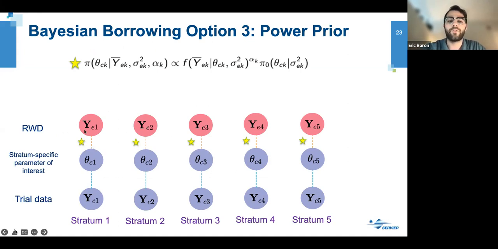The same steps are taken. So first we use the external group responses. We use a star for the prior. We formulate our prior using our historical data. And then once we have our likelihood, we do standard posterior inference within each of the K stratum.